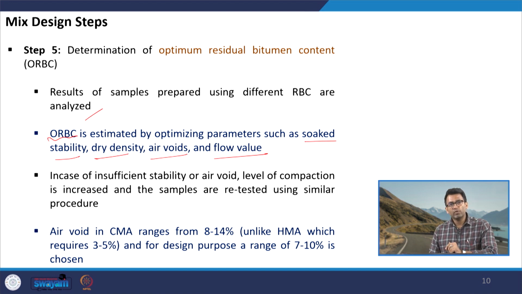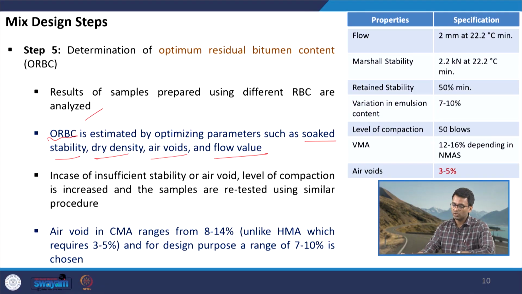In case we get insufficient stability or air void in the mixture, then an alternate way to go is to increase the level of compaction, because we were only making the mix at 50 blows. So, if the air void remains very high, then we can increase the level of compaction to probably 75 blows, and again the samples are retested using a similar procedure which we have discussed.